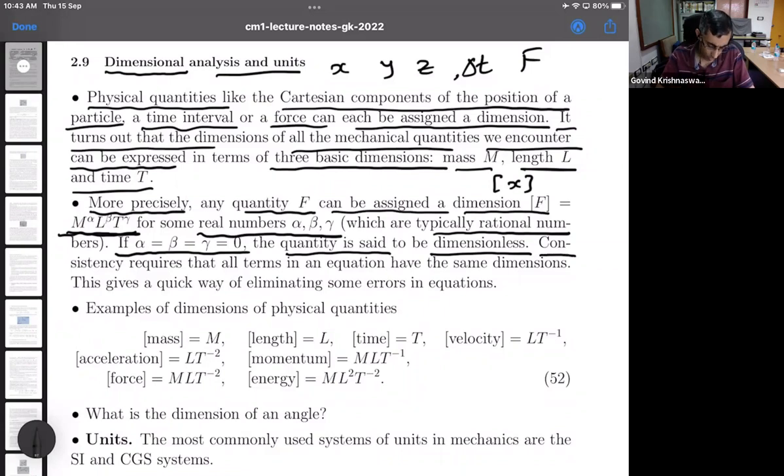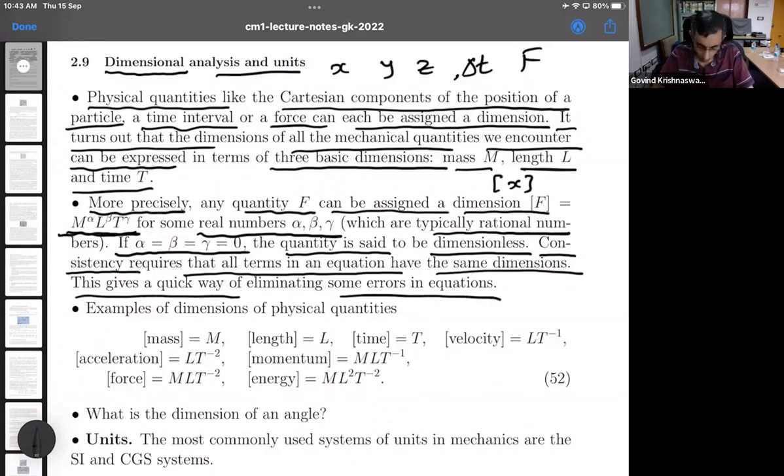Now, consistency of equations requires that all the terms in an equation have the same dimensions. So it does not make sense physically to add a length to something with dimensions of time, or add a mass to something with dimensions of length. Or to add a force and an energy. So all terms in an equation must have the same dimensions. This gives a quick way of eliminating some errors in equations. So simply check if all the terms in your equation have the same dimension. And as one deals with more and more sophisticated systems, one can make some mistakes, and this is very helpful.